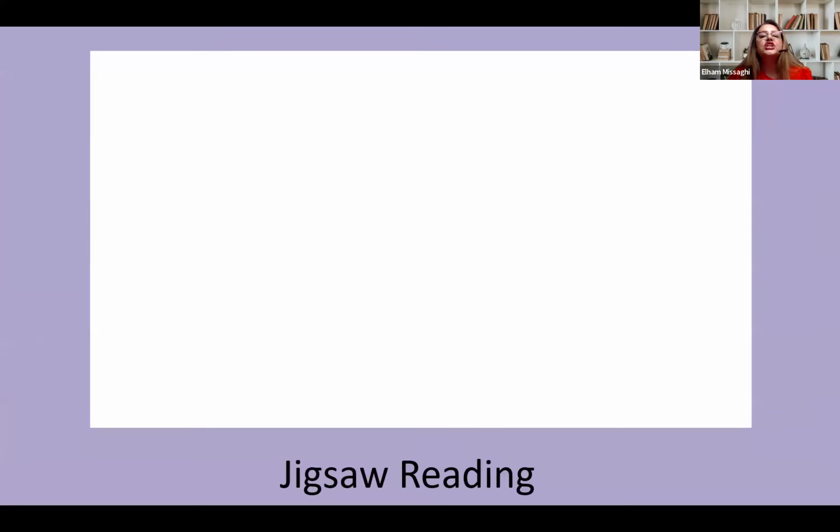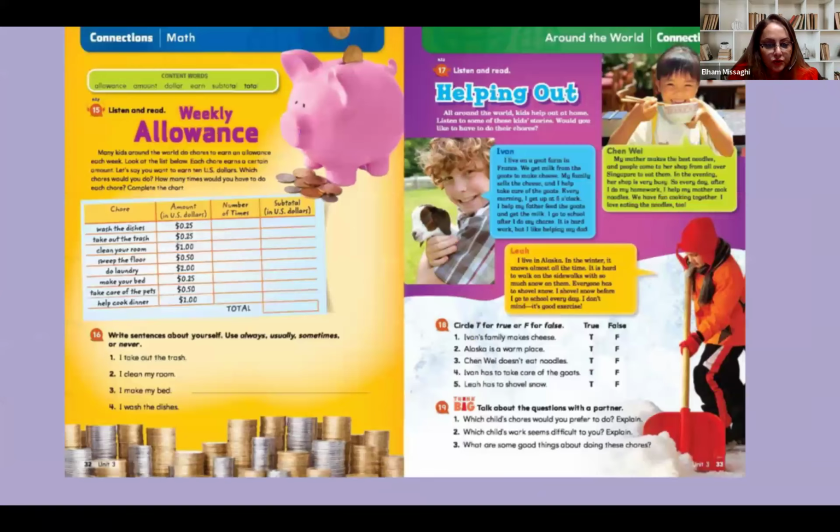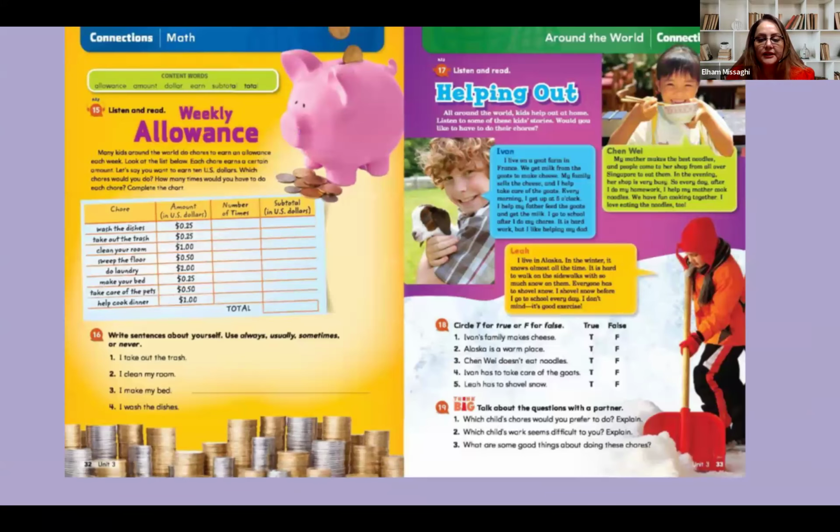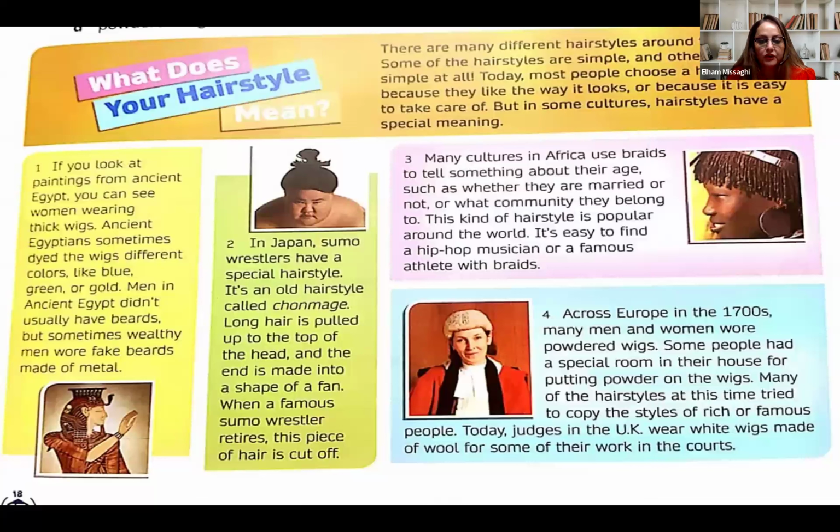What else is jigsaw reading? Let me show. This is how to put them in context, like talking about weather, and then they go through it and answer the questions. True/false questions are for scanning. They have to scan to find which one is true or false.